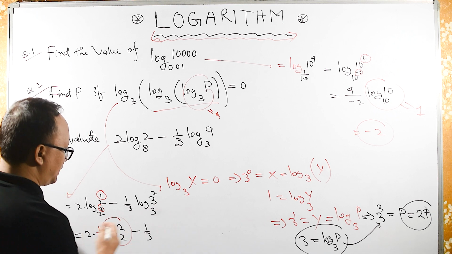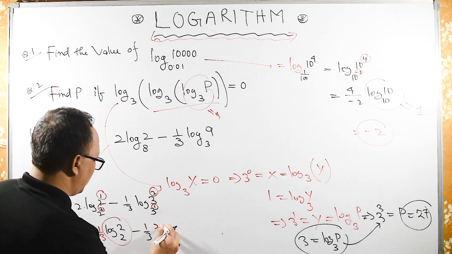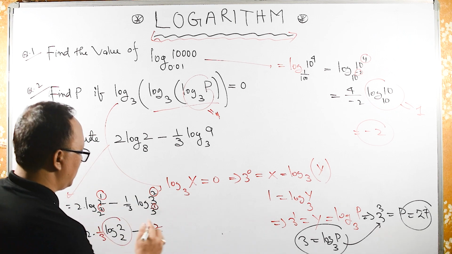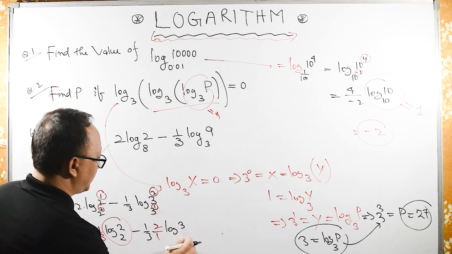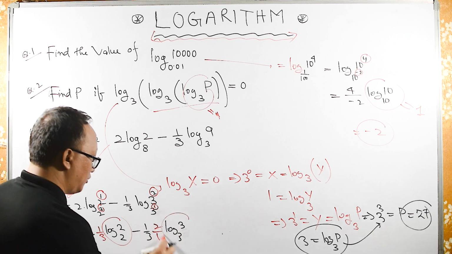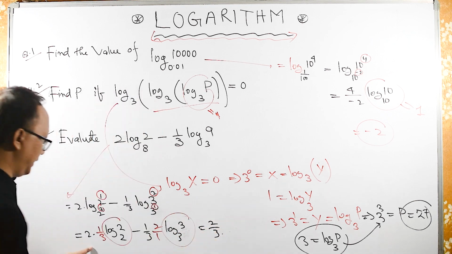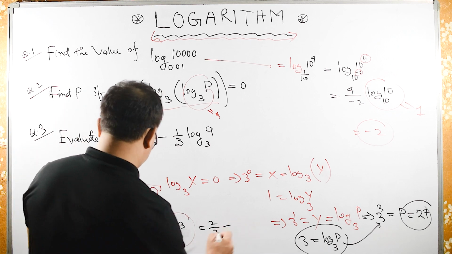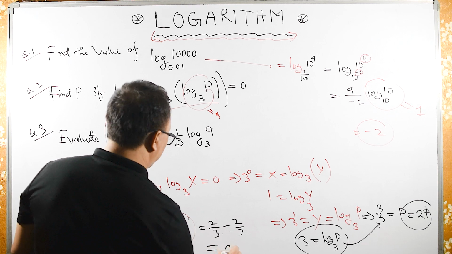So 3 is the same as 3 raised to 1. So 1, 2 by 1 I can send outside. 2 by 1, then log of 3 to the base 3. Sorry, log of 3 to the base 3. This also becomes 1. So what we have is 2 by 3 over here, minus here also 2 by 3. So this gets cancelled. The answer is 0.